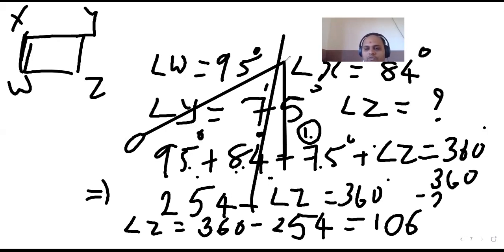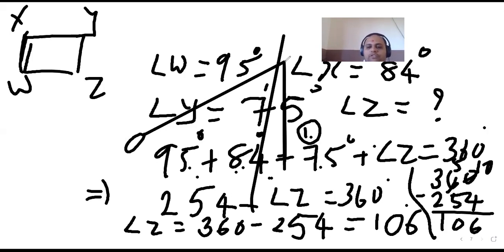360 minus 254. 10 minus 4 is 6. So this becomes 5. 5 minus 5 is 0, 3 minus 2 is 1. This is rough work. So 106 degrees, that is the correct answer. Right? 360 minus, you have to do.